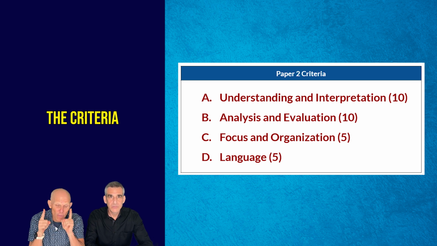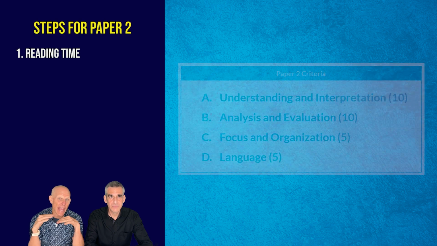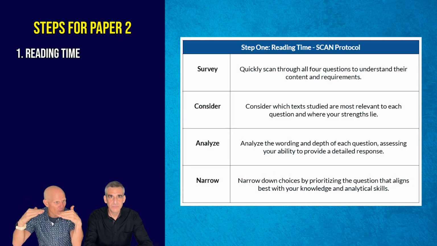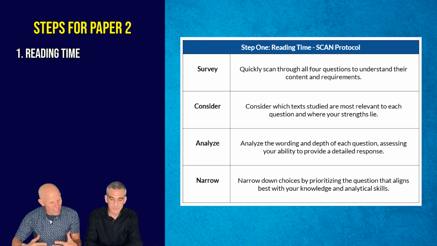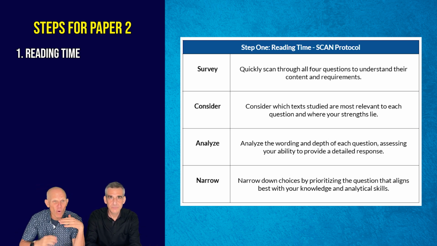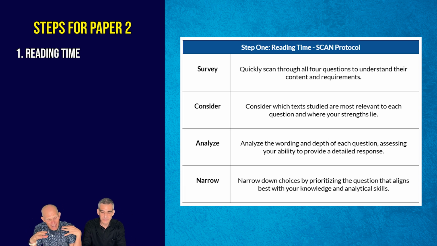Now, the reason we made this video is we want to offer you some steps for writing the paper 2. Let's first talk about that 5 minutes of reading time. We like the acronym SCAN. The first thing we do is we survey those 4 questions and we scan through them and understand them. Then we need to consider which text fits which question and start to think about where our strengths might lie.